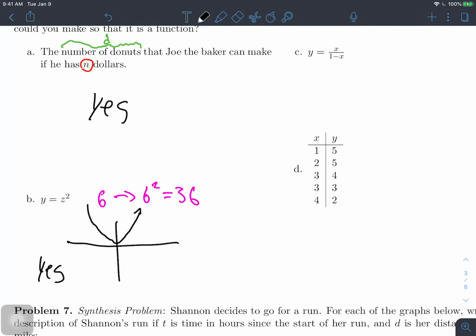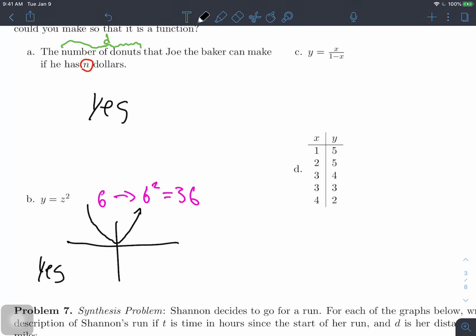How about C? I think C is the most challenging of these so far. What does group 3 think about C? Hands up for yes, it is a function. Hands up for no, it's not a function. I didn't see very many hands, so I guess we're not confident with our answer. Maybe we'll do this one as a group. Can you tell me what's throwing you off about this?